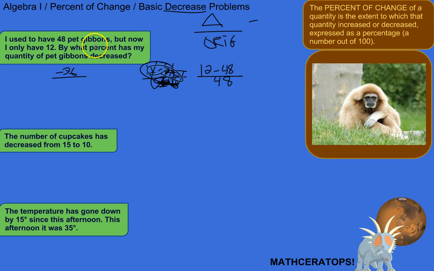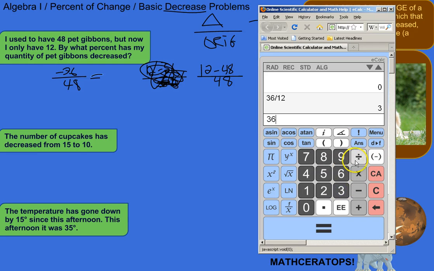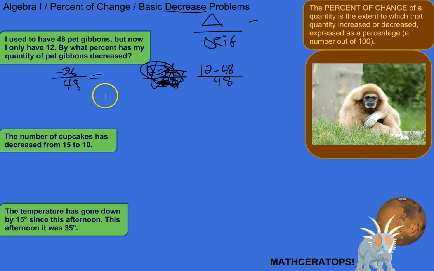But you can just think about it. What's the change here? If I had started with 48 and now I only have 12, I've gone down by 36, so minus 36. Okay, over the original, how many did I used to have? 48. Okay. So first I'm going to turn that into a decimal. So negative 36 divided by 48, do it on the calculator, do it by hand, whatever. So that's going to be negative 0.75 would be the decimal equivalent of this fraction.